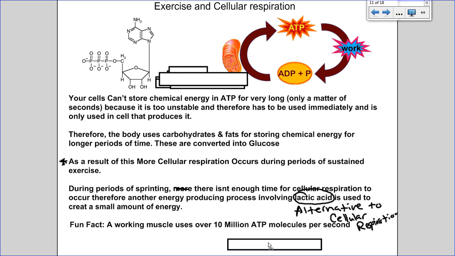And if you want a little fun fact, a working muscle, so if you're working out in the gym or playing soccer or running, uses over 10 million ATP molecules a second. So think about how many molecules you use on a daily basis if you're constantly working out. That's a ton.